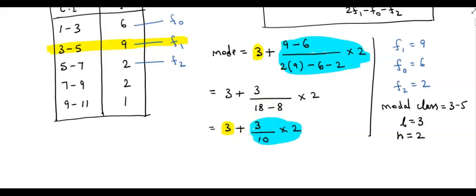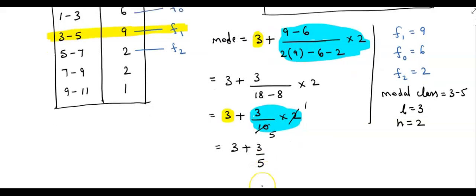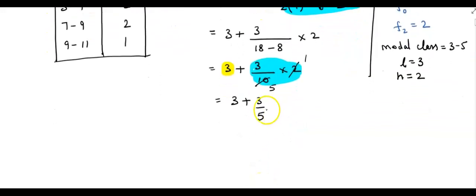After that you should add with 3. Got it? Then 3 plus 2 1s are 2, 2 5s are 10. That is nothing but 3 by 5. Now you have two options. Either you do 3 divided by 5, add with 3, or you can take LCM and you can simplify. It's up to you.